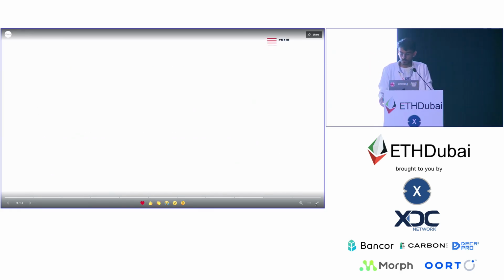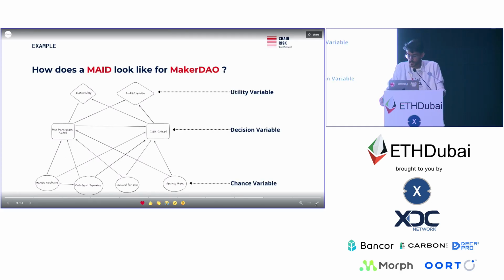And then how are we building up the model, right? So let's look at it very closely. It's a very interesting thing to look into. Number one is, what are the chance variables? Market conditions, collateral dynamics, demand for DAI, and the security risks. Security risks are inherently coming down from the smart contracts. All of the rest of the three are basically market conditions. All of these are finally affecting your decision variables.